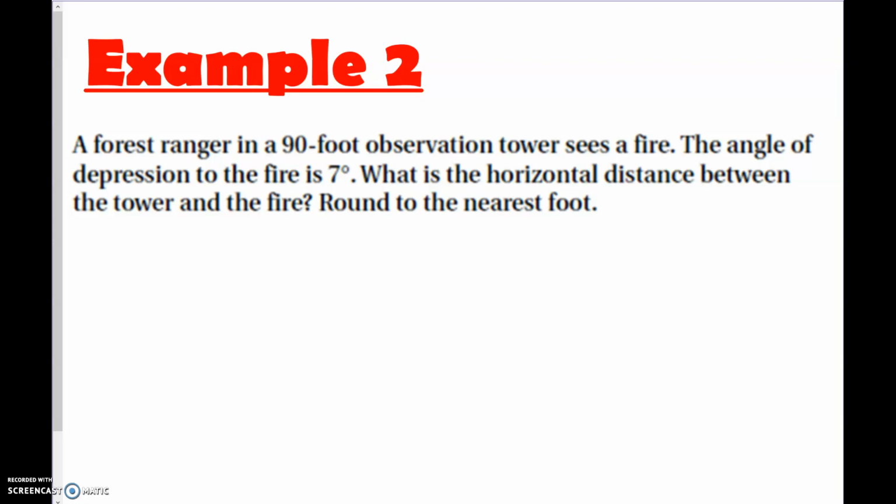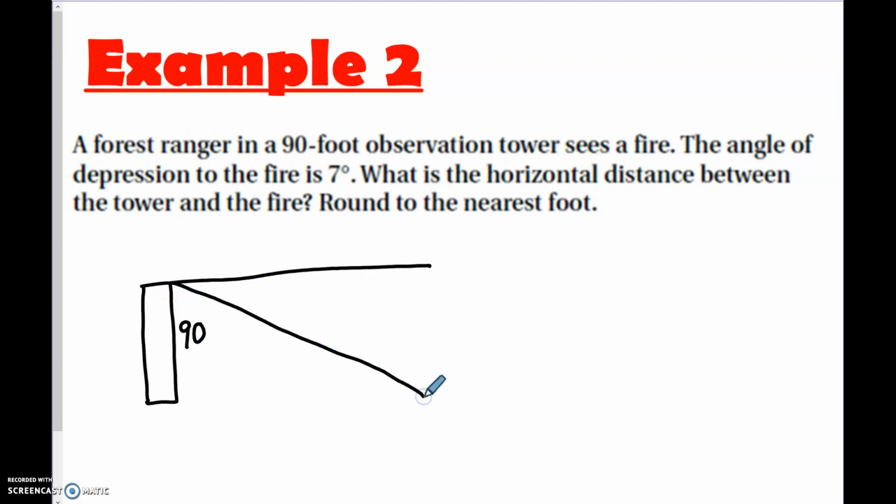All right, a forest ranger is in a tower. This tower is 90 feet. They look straight out, and then they look down, and they see this fire happening here. The angle of depression, so straight out and down, is where your 7 degrees is. And they want to know what this horizontal distance is.